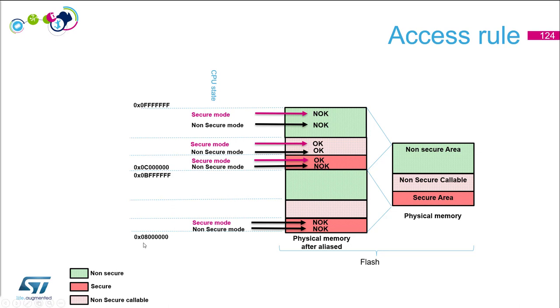If now we are talking about the non-secure alias range of address, in secure mode or non-secure mode, we can't access the secure area. We can't access the non-secure callable either. Only the non-secure area could be accessed by the secure mode and the non-secure mode. I hope those animations help you to understand what we will configure in the SAU and after, which range of address we need to use to access the different regions.